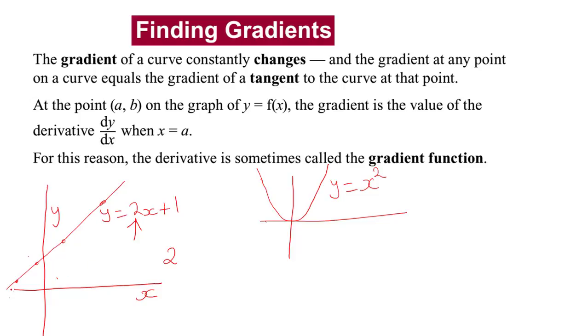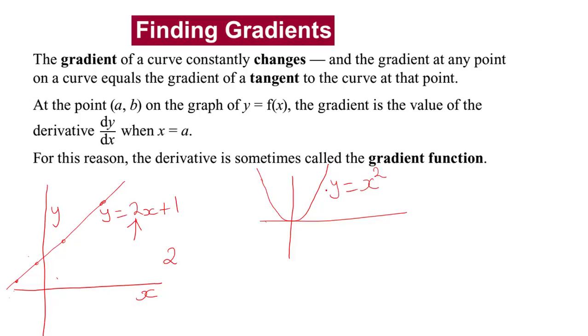And this 2 is the same. In other words, the steepness of this line, because it's a straight line, is just constant. It doesn't change at all. Okay, so for a straight line, the gradient is always a constant, a number like this.